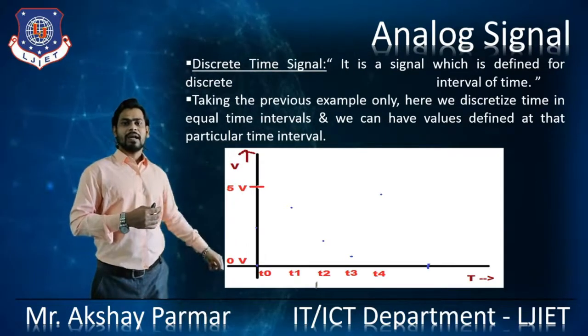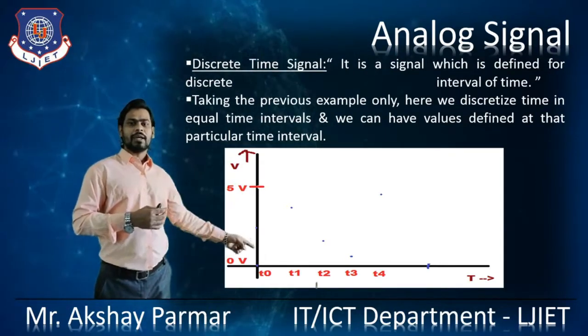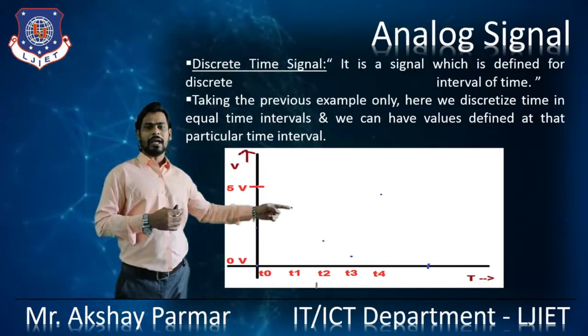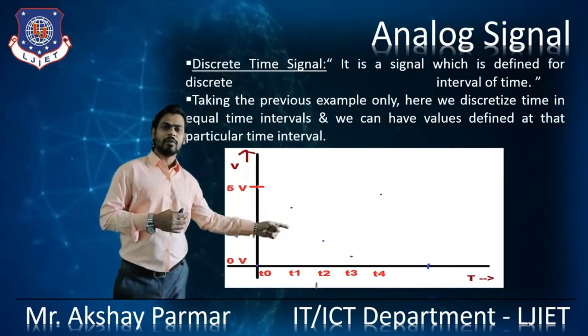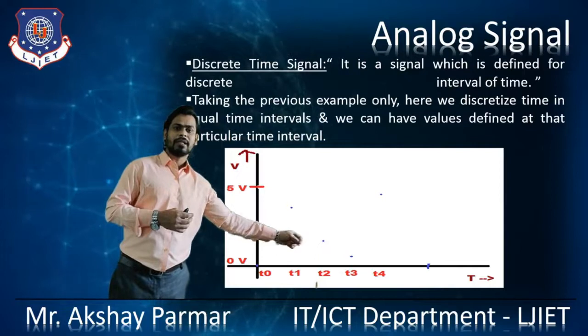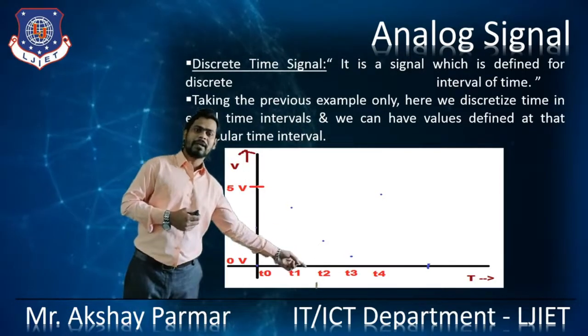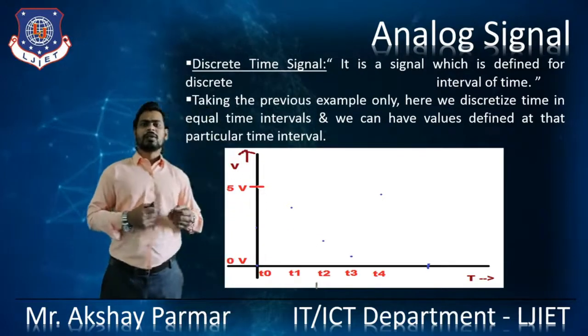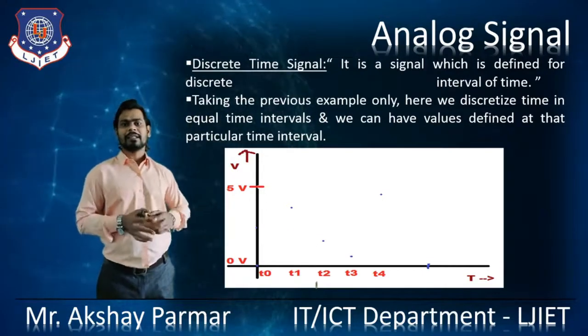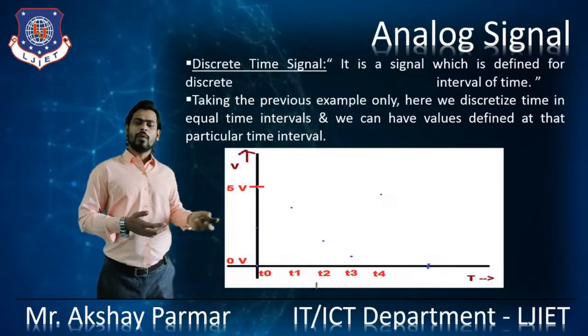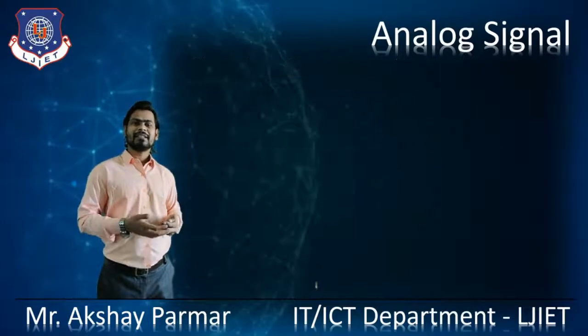As you can see, at time t1 you get the point at this position. After that, at time t2 you get the measurement at this point. After that, at time t3 you get the measured value at this particular point. So this is how discrete time signals are measured, and this is how we can get discrete time signals.